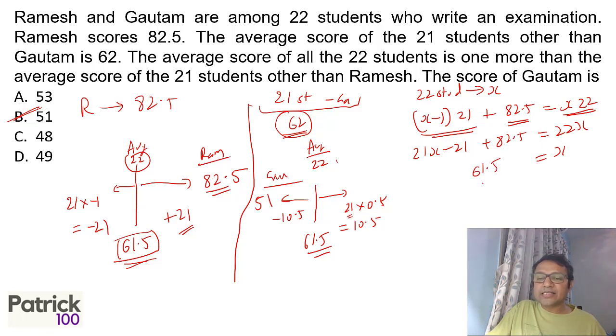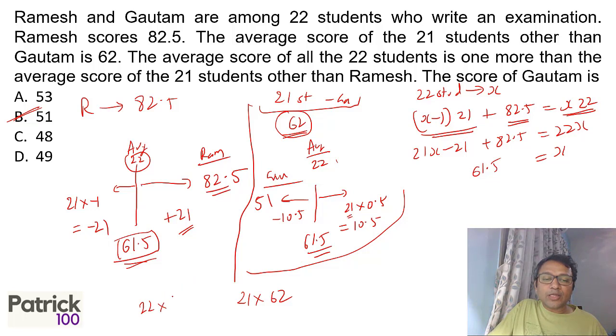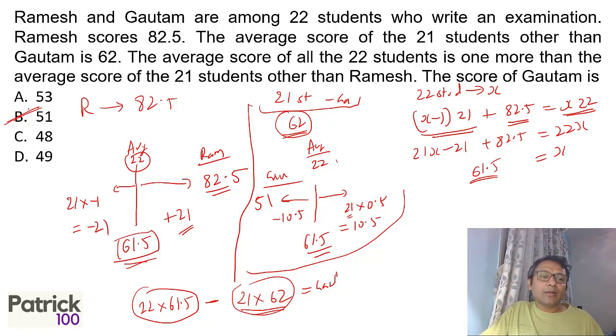So once you get x as 61.5, now you can use this. Leaving Gautam, the average is 62. So 21 people, 62 average. But 22 people, the average is 61.5. Find the totals, subtract and you'll get Gautam's score. All 22 people, the average is 61.5. 21 people, the average is 62. Calculate, subtract, you will get Gautam's. It should be 51. B option.